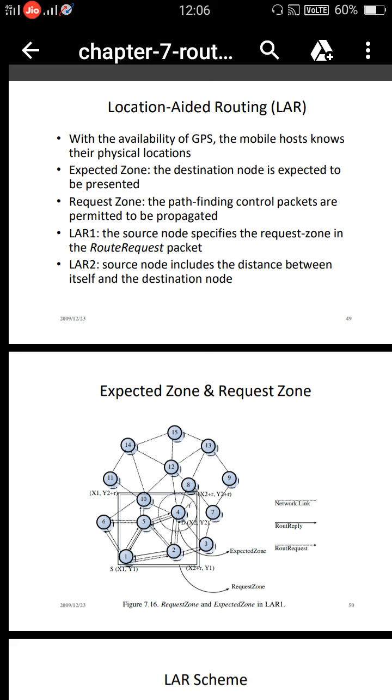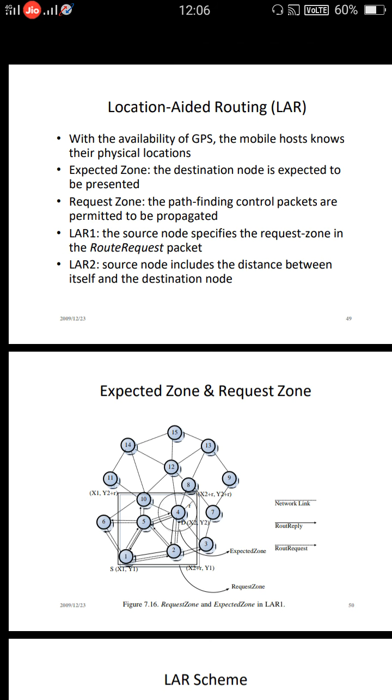Here the routing is done based on GPS, the Global Positioning System, for obtaining the geographical position information necessary for routing. Here we are using the Global Positioning System. Location aided routing uses GPS, and by using it we can transfer the data.